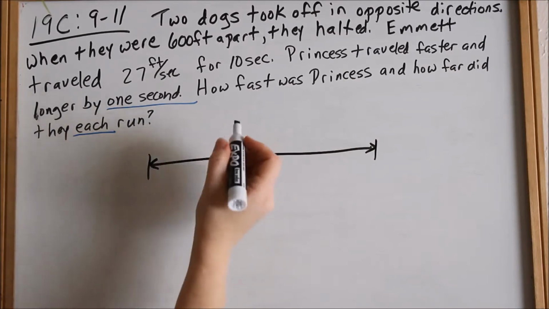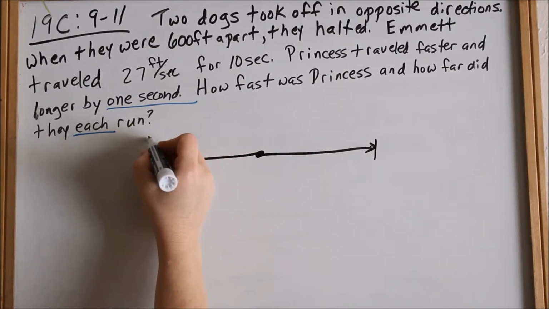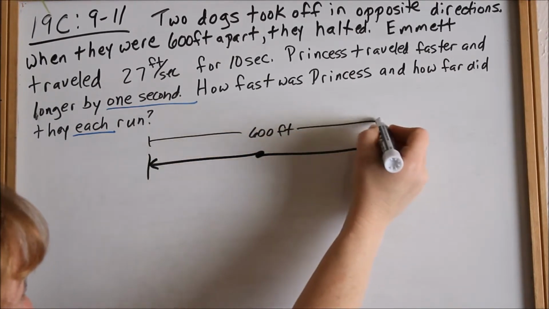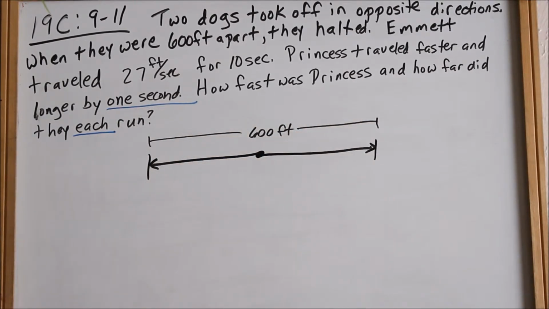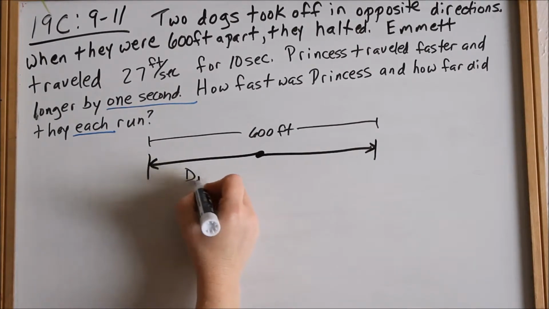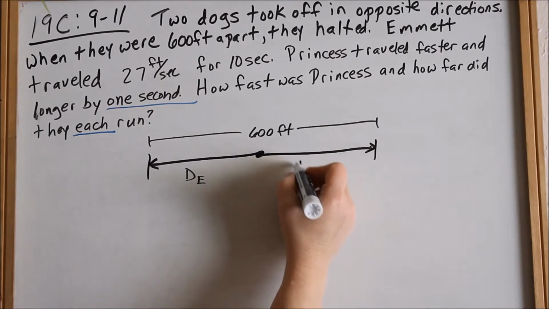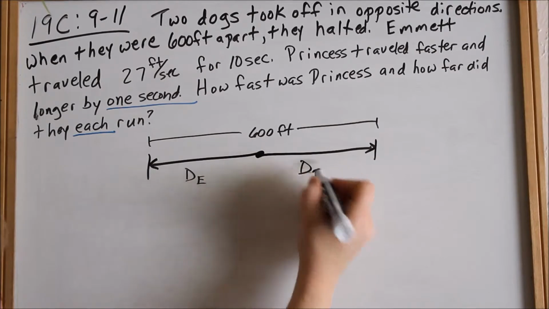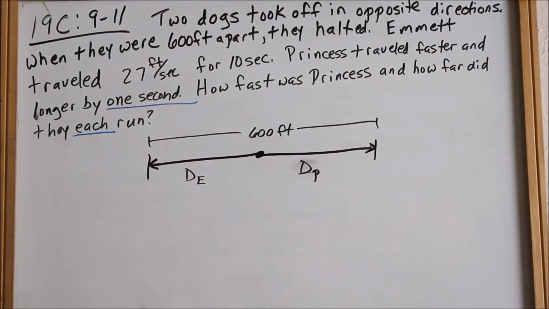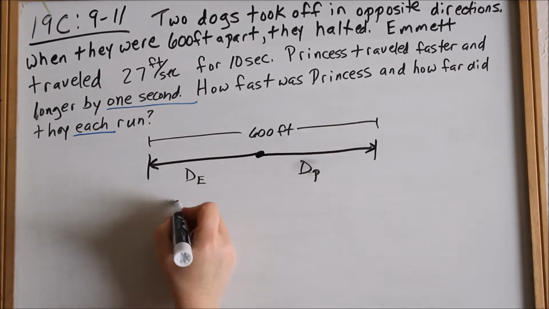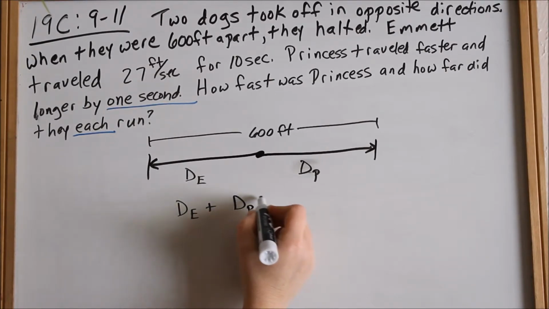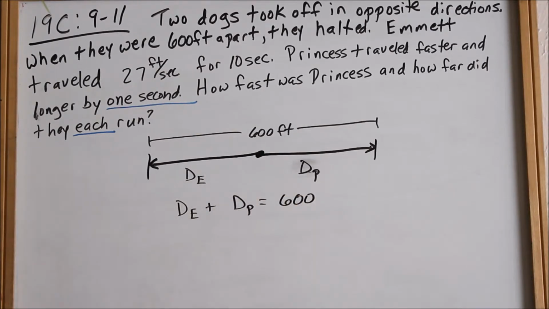And so I was told that the total distance, they stopped when they were 600 feet apart. So that's my total distance, okay? The dogs' names are Emmett and Princess. So we know we're going to have Emmett's distance, and then we're going to have Princess's distance. Okay, so we can already make the statement that Emmett's distance plus Princess's distance equals 600 feet.